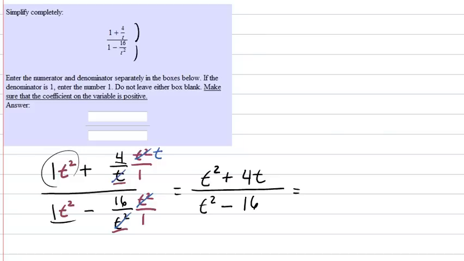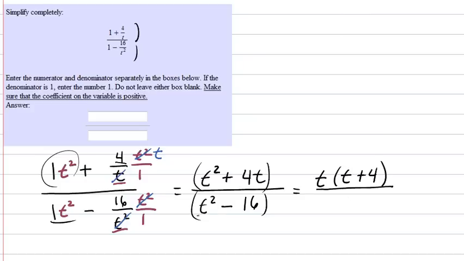Last thing I want to do is to try to see if that simplifies. Don't be tempted to cross out those t squareds. However, these are glued together. There's plus and minus terms there, so those are binomials. I can, though, out of the top factor out a t. And if I do that, I'm left with t plus 4.